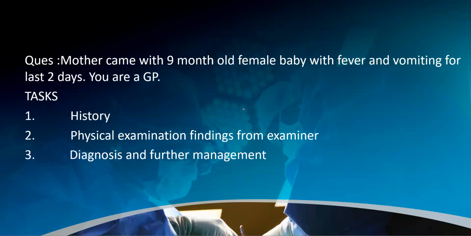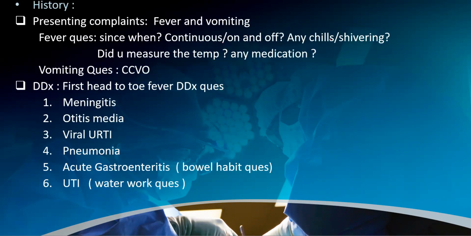All right, moving on to the cases, and we will also discuss how to do the physical examination for vomiting cluster. So urinary tract infection, very important for the exam. A mother came with a 9 months old female baby with fever and vomiting for the last 2 days. You are a GP. So you have to take history from the mother, physical examination findings from examiner, and give your diagnosis with further management. So fever, vomiting. Remember I say that if you have got fever and vomiting, then your main differential should come as non-GIT causes or infectious causes of vomiting.